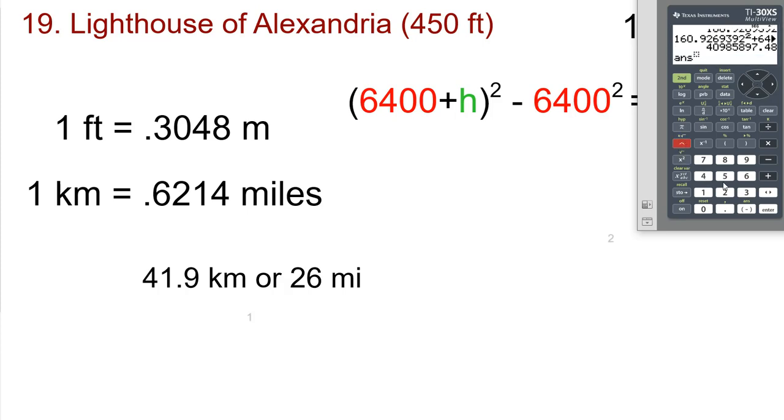So I'm going to take the square root of that value, which leaves me with 6,402 kilometers. So remember, this is our hypotenuse. The height that we want is actually 2.02. That's the part that's above the actual radius of the Earth, right?